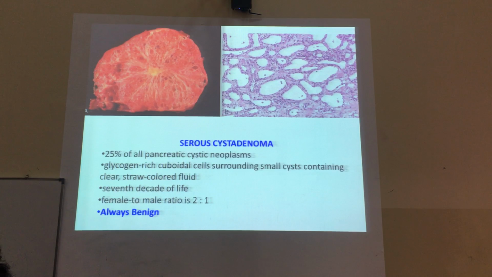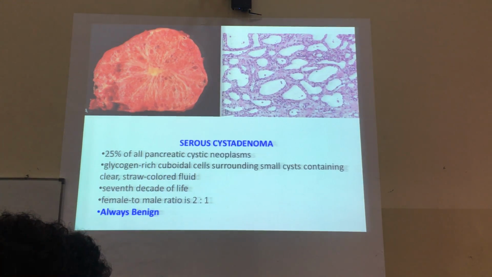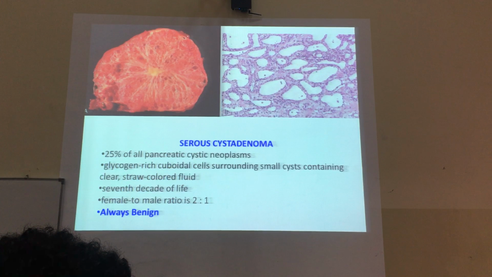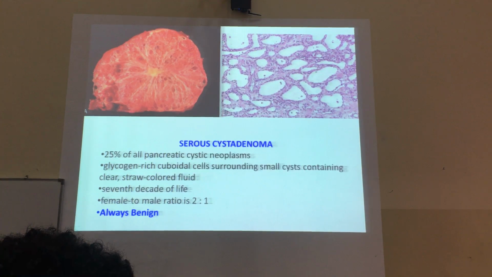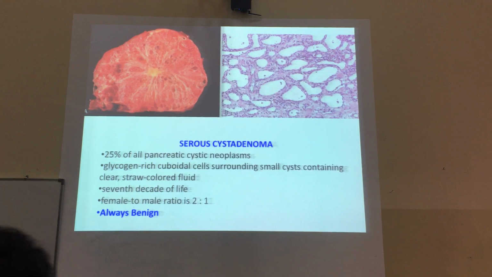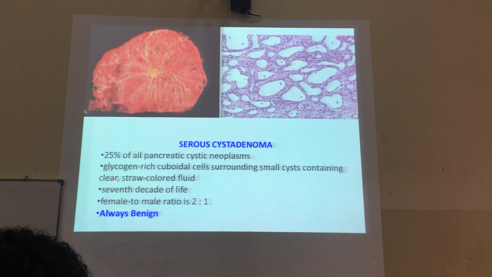What is straw color? Straw, you know, is light yellowish, more than water, not very thick. You know, some mushrooms are like that. Then you will find a little yellowish color. That is called straw color. Seventh decade, yes. The 7th decade of life, 70, the 7th.